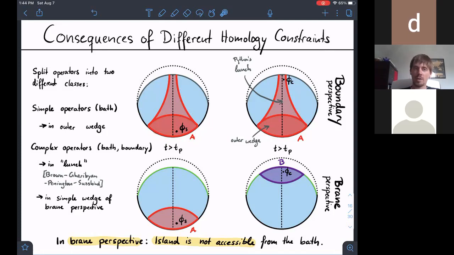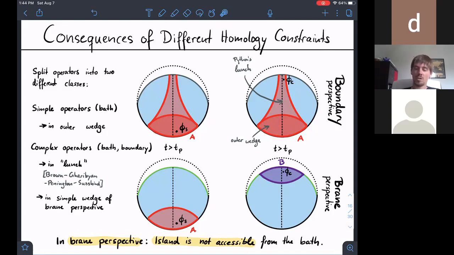And there's a second class of operators, which I will call complex operators, and these are the ones which live in what's called the Python's lunch. This name is due to the Python's lunch conjecture by Brown, Gharibyan, Penington, and Susskind. What they said is that if we have an entanglement wedge, and we have a non-minimal extremal surface somewhere, so that's the case here, right? This is our entanglement wedge, it's this big region here, but then there's another extremal surface which lives somewhere in my entanglement wedge. Then everything beyond this outermost extremal surface is exponentially hard to reconstruct.